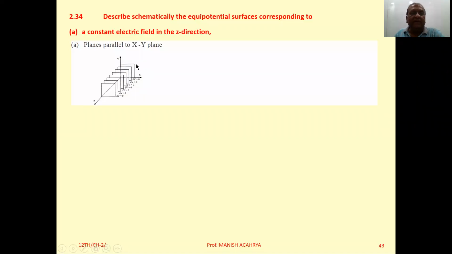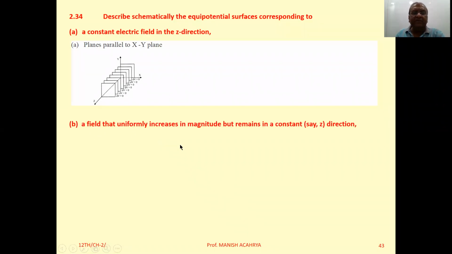Now example 2.34. Describe schematically the equipotential surfaces corresponding to A, a constant electric field in Z direction. So we know this thing, the equipotential surface is perpendicular to the electric field. So when your electric field is in Z direction, it implies that, as shown in the figure, your equipotential surfaces will be in the XY plane.